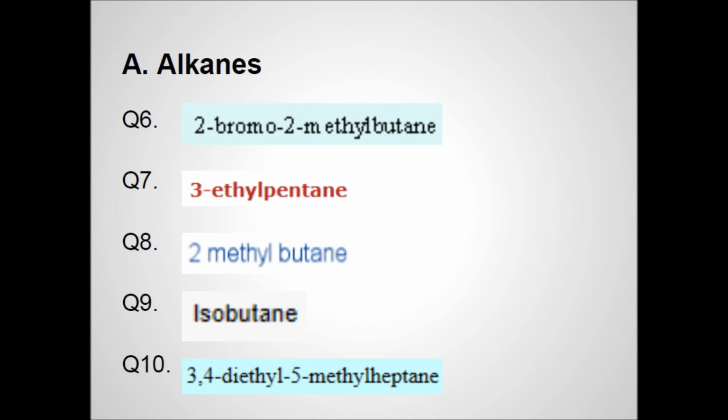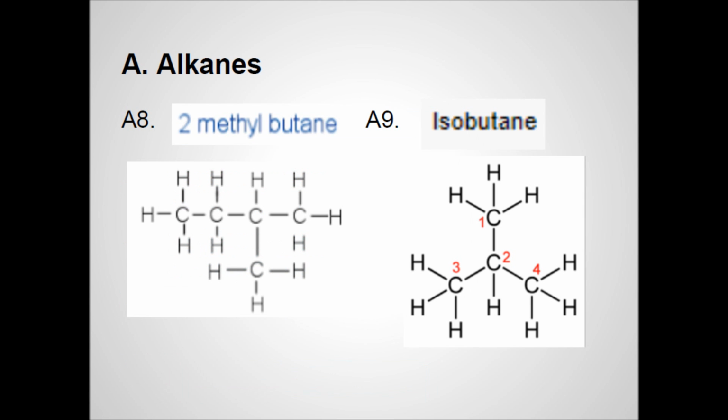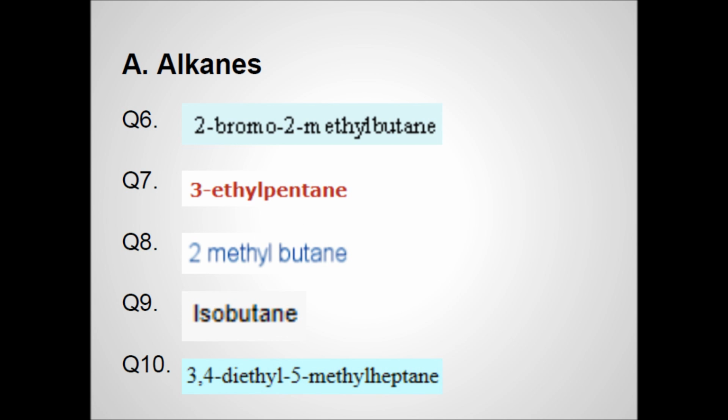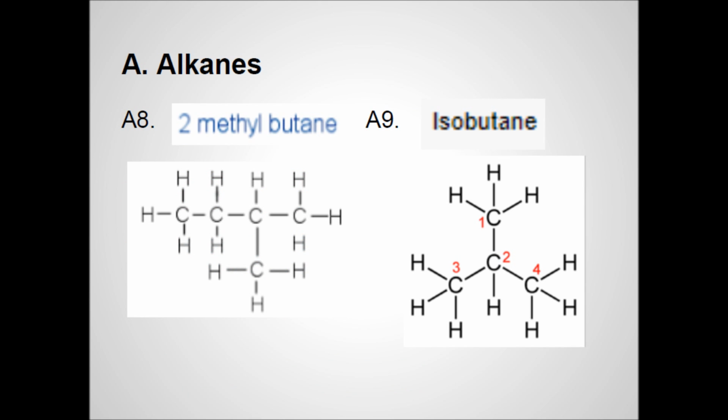Question number 8, draw the butane, which is 4 single-bonded carbons, and draw 1 branched carbon on the second parent line. Question number 9, it is an isomer of butane that has 3 single-bonded carbons and 1 methyl on the second parent line. It is called isobutane, or could be called 2-methylpropane.